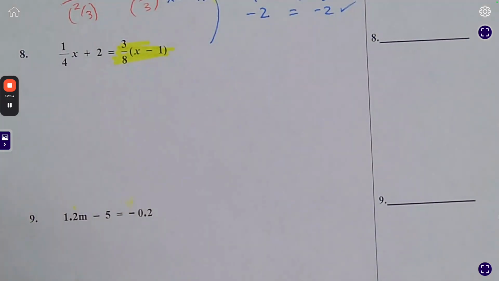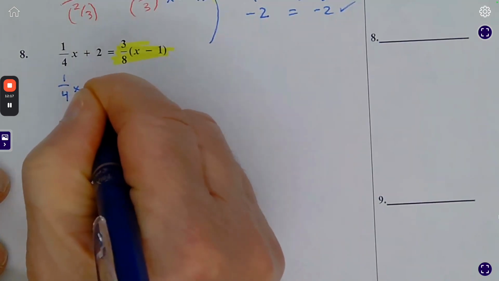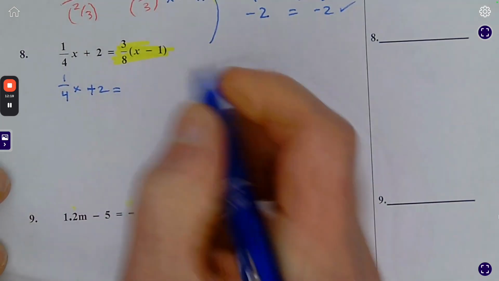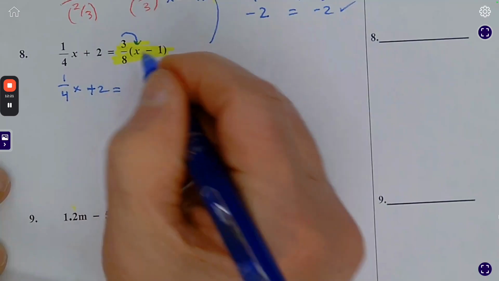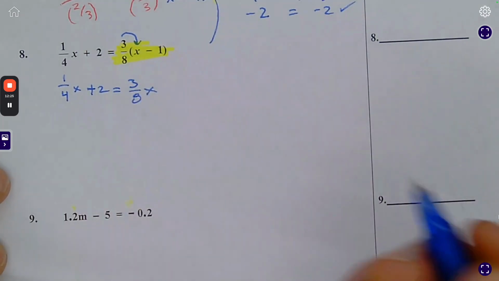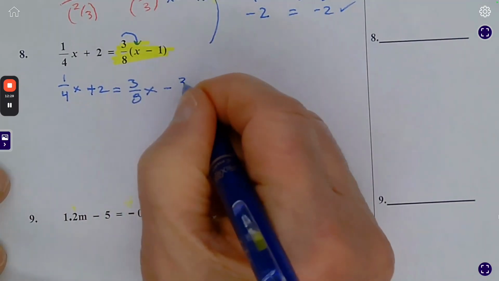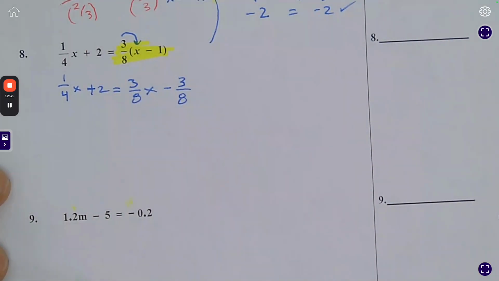Okay, so notice right here on number 8, we have distribution. So I'm going to go ahead and distribute. I always start from left to right. I like good habits. That's what math's about. 3/8 times 1x, well, 3/8 times 1 is 3/8. A positive times a negative is a negative, and 3/8 times 1 is 3/8.